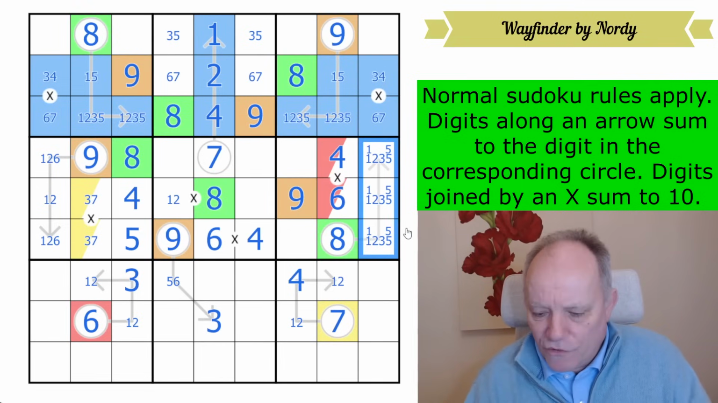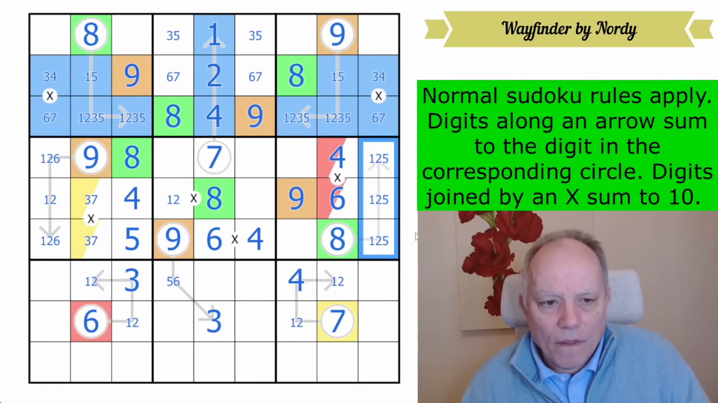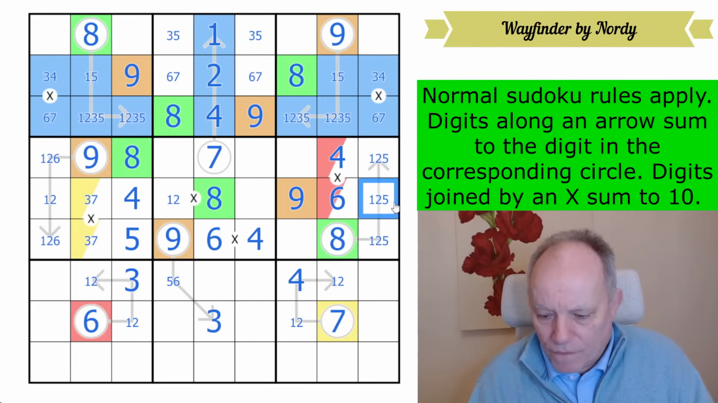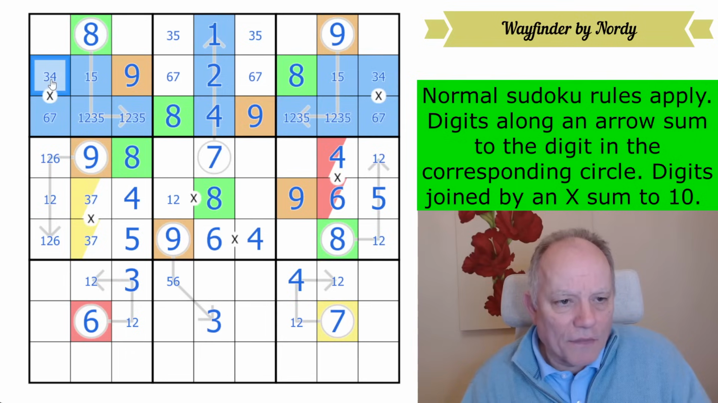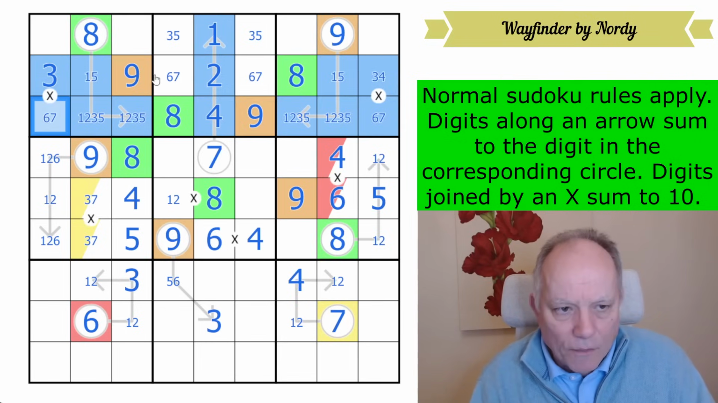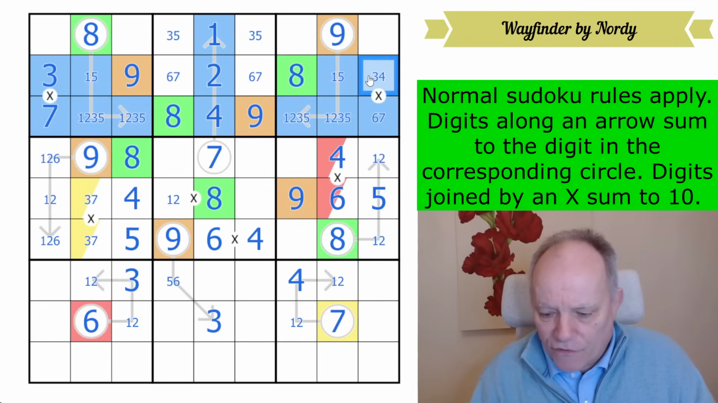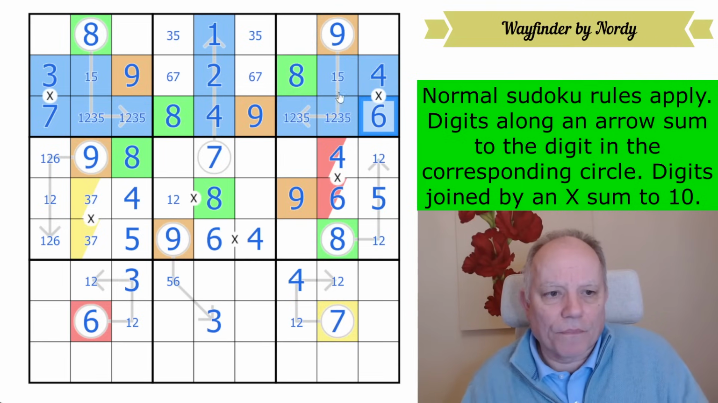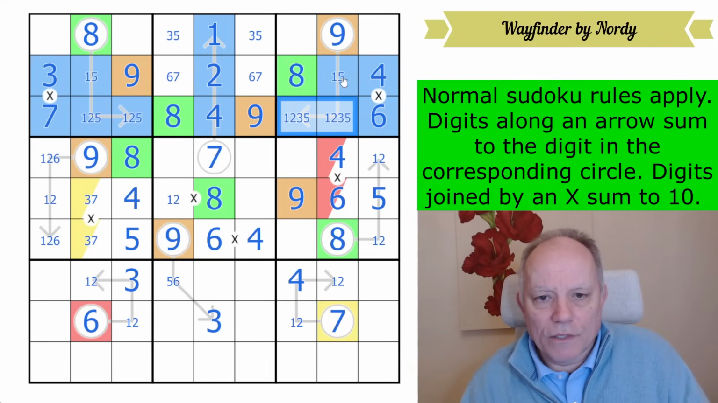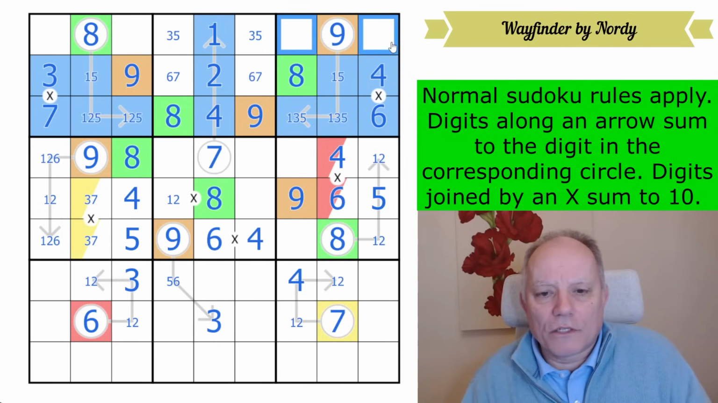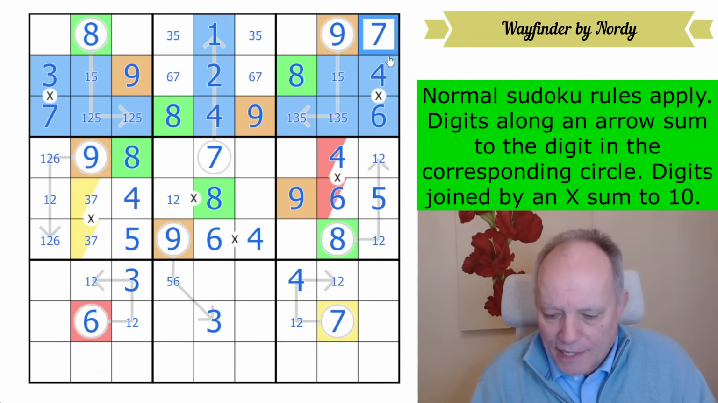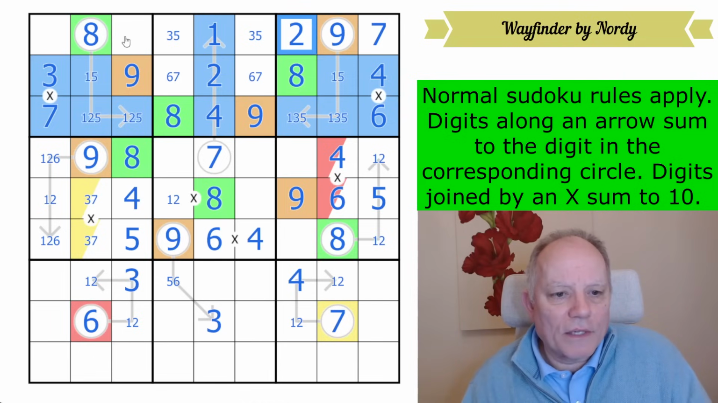This is 1, 2, 5. We've got a 1, 2 pair in that row, so this is 5. This one is done. This is a 3, 7 domino. 3 over there means this is a 4. That's a 6. There's no 3 there. This is 1, 3, 5. There's no 2 there. These cells are 2 and 7, and I've got a 1, 2 pair telling me which way round. These are 4 and 6.